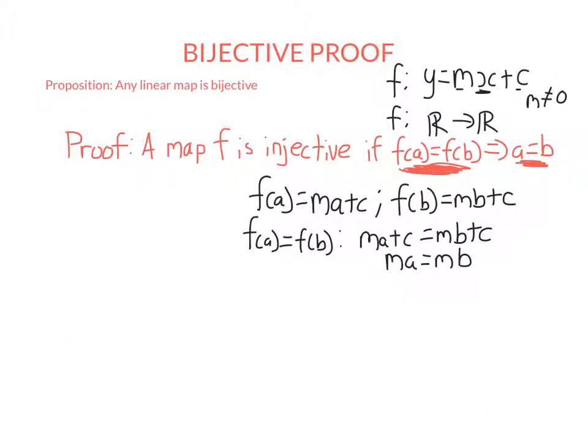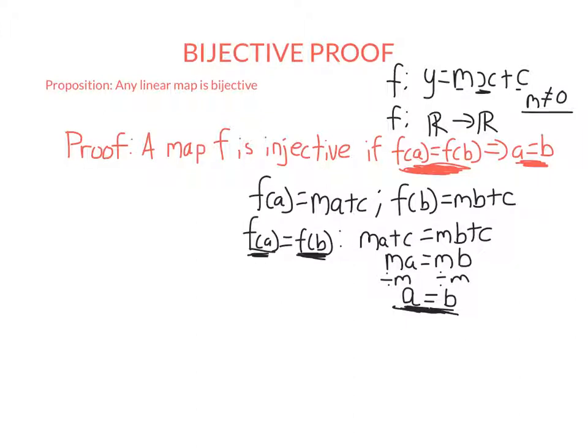But I can divide each side by m because m was not equal to 0, otherwise it wouldn't really be a map. So ma divided by m just gives me a, and on the other side, I get b. So if f(a) equals f(b), then a equals b. So if two elements in the codomain are the same, then they must have been mapped to by the same element from the domain. So that proves that it's injective.